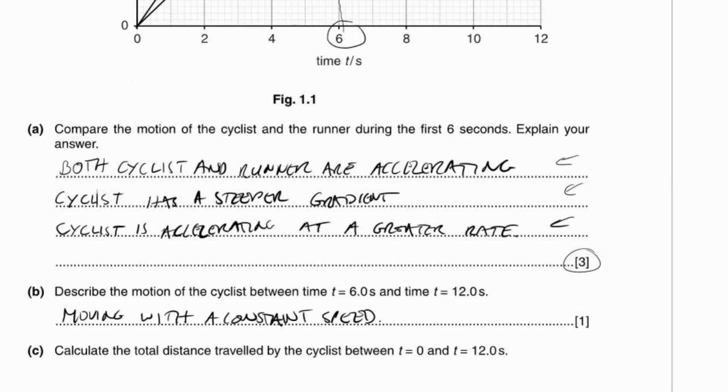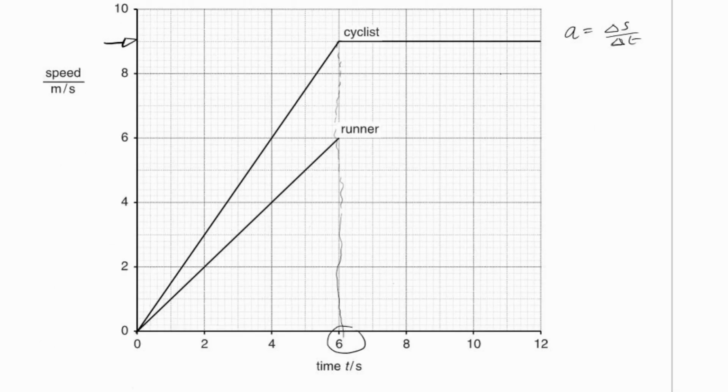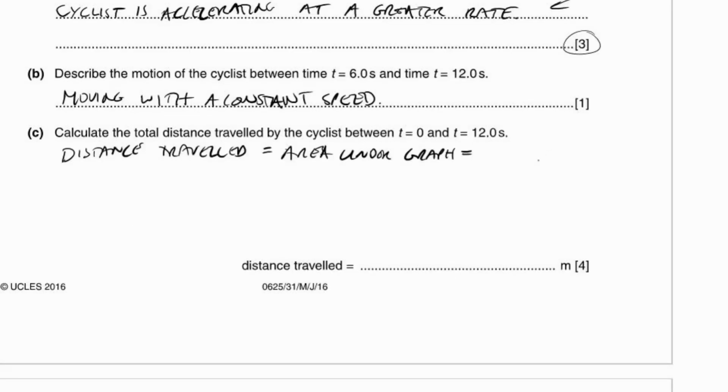And part C, calculate the total distance travelled by the cyclist between time t equals 0 and t equals 12 seconds. Ooh, a little bit more interesting this bit. So what makes it interesting? Well, the distance travelled is equal to the area under the graph for a speed time graph. So this would be area A, this first triangle here. And this bit over here would be area B. So what I'm looking for is the value of area A plus area B.